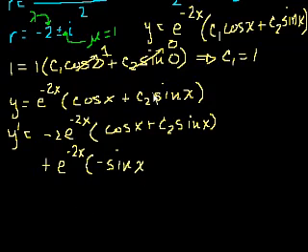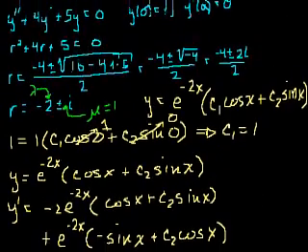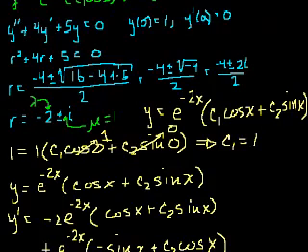Minus sine of x. And then what's the derivative of c2 sine of x? Well, it's plus c2 cosine of x. Let's see if we can do any simplification here. Actually, the easiest way, instead of simplifying it algebraically, let's just use our initial condition. Our initial condition is y prime of 0 is equal to 0.